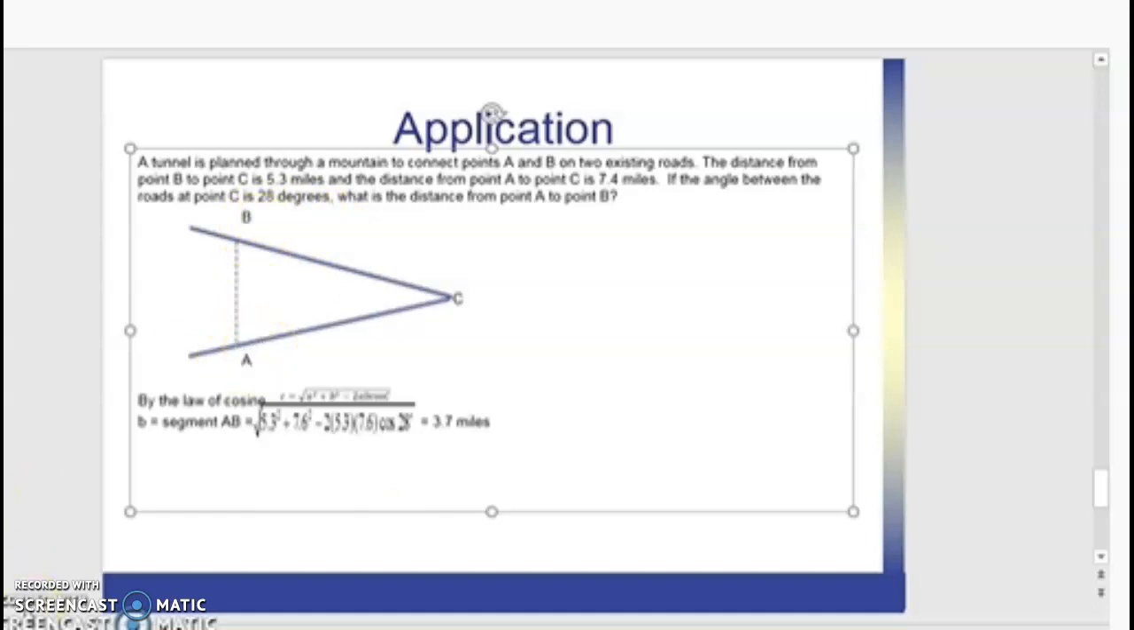Please use this video as needed to review and learn the law of cosines and to assist you with completing the assignment on the law of cosines and preparing for the upcoming test.